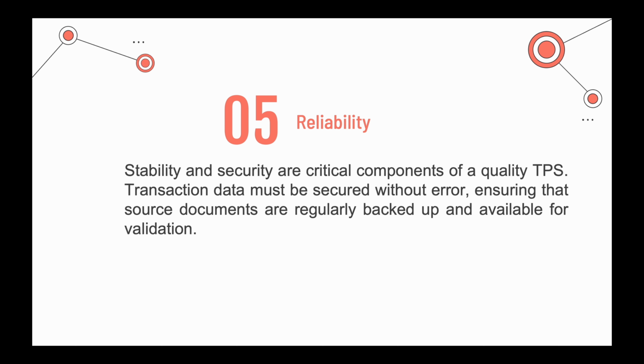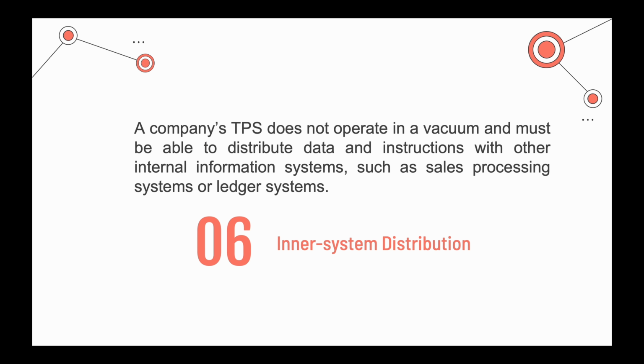For reliability, stability and security are critical components. The transaction data must be secure without error, ensuring that source documents are regularly backed up and available for validation. And inter-system distribution. A company's TPS does not operate in a vacuum and must be able to distribute data and instructions with other internal information systems, such as a sales processing system or ledger system.